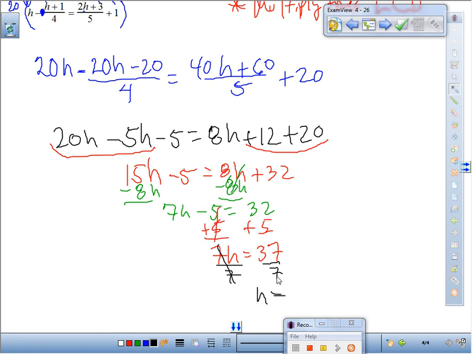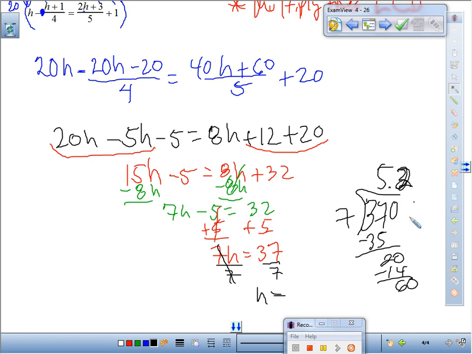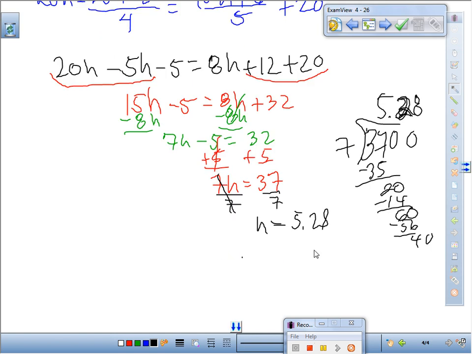H equals, let me do the division here, see what we get. 37 divided by 7, fits in there 5, that's 35, subtract, that's 2. Decimal, fits in there 3, that's 21, subtract, that's 14, subtract, that's 6, bring down another 0. It fits in there 8, that's 56. Subtract, that's 4, 0. And I'll stop right there. So this is 5.28, or 5 2/7. Any of those two answers I'll take.